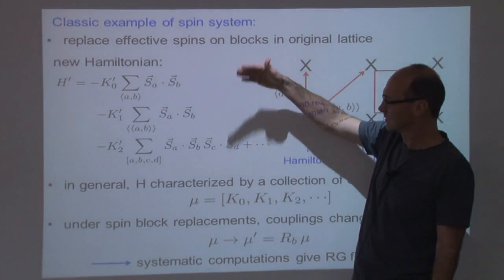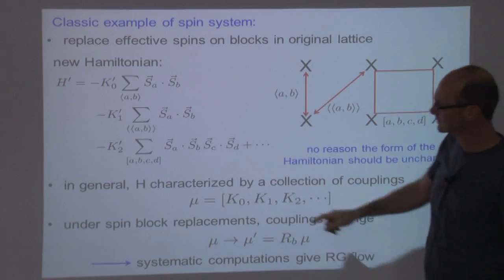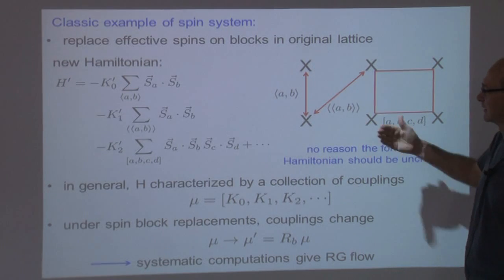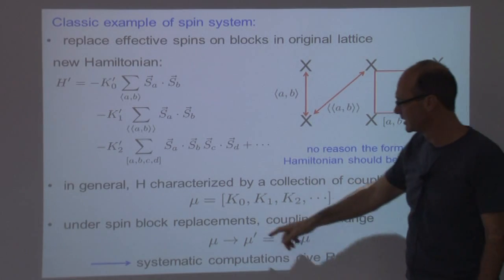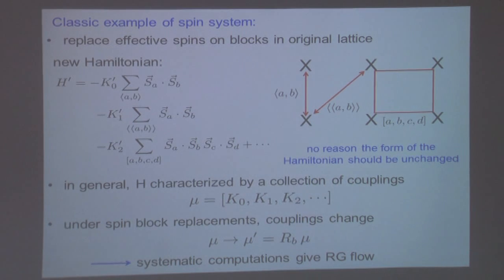And under this blocking of spins and decimating the lattice, or going to a coarser lattice, what I hand-wavy explained is that the couplings change. So in general, I'm going to have some set of couplings. I'm going to implement one set of blocking of the spins, and I'm going to go from that set mu to some new set mu prime.